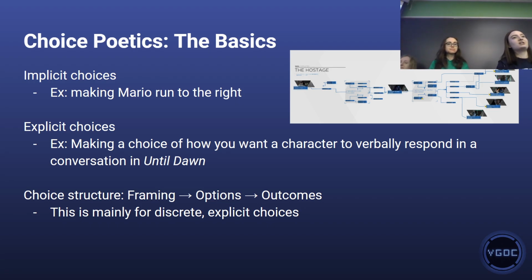So framing is basically setting up the choice: what's at stake, what's going on, just a kind of background of that choice. Options are the things a player can choose. And then outcomes are basically the result of those choices. So it's pretty self-explanatory. And the choice structure here is mainly for the discrete explicit choices.